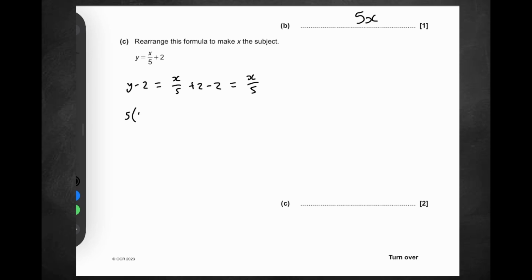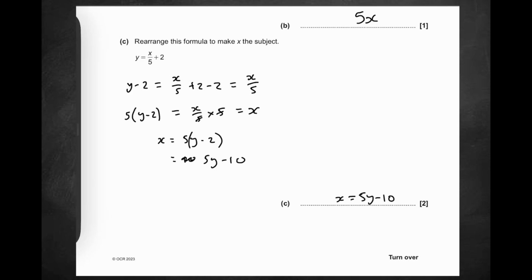So we're going to say 5 lots of y minus 2 equals x over 5 times 5. Again, these two cancel out, leaving us x. And we can either leave this as x equals 5 lots of y minus 2, or we can leave this as x equals 5y minus 10. And we're going to do it that way around, just simplifying a little bit.